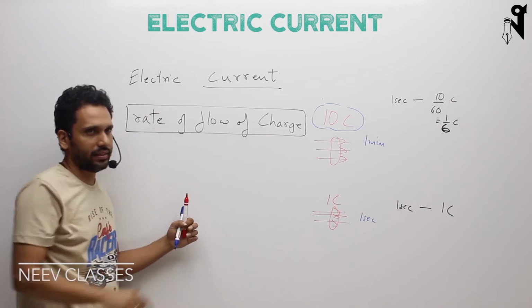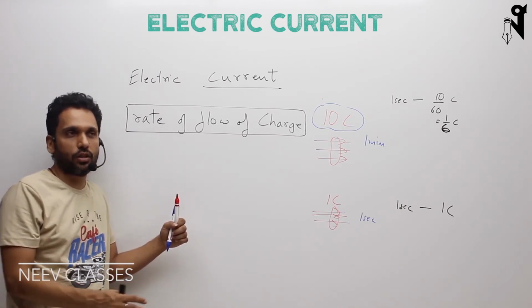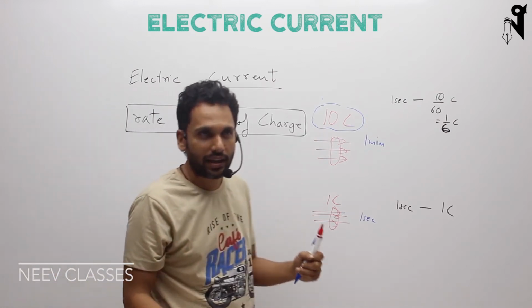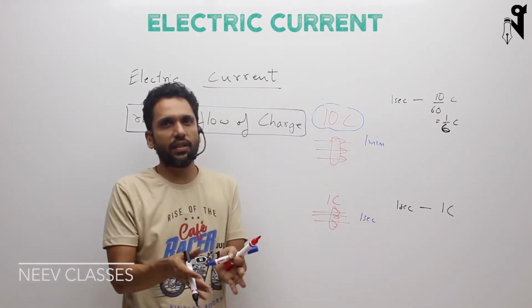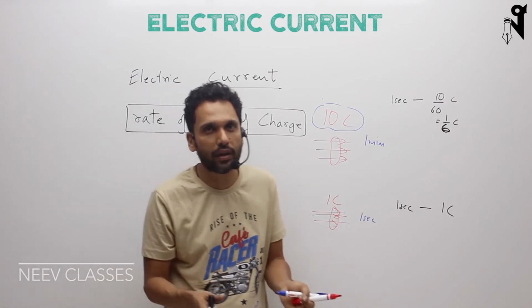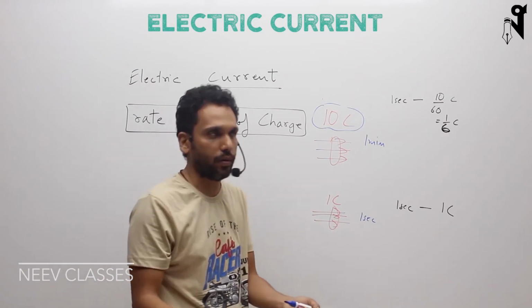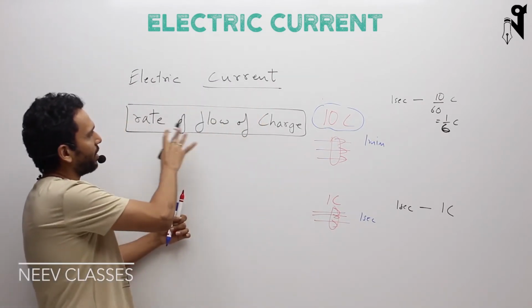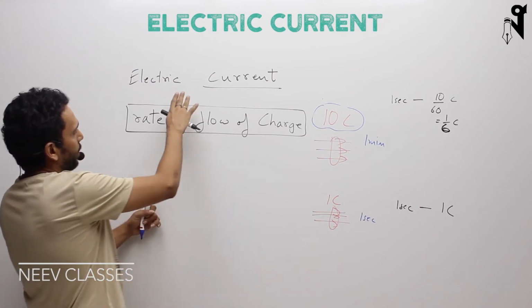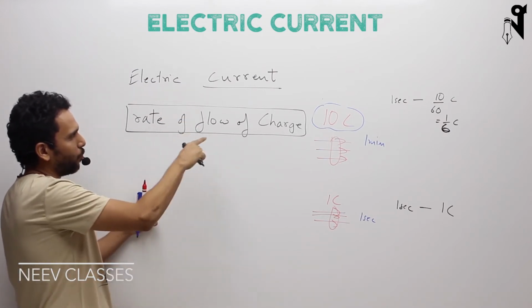What do you mean by rate? What is the rate of distance covered? That's speed. Rate means per unit time. Rate of water flowing would be something like liters per second, liters per minute, liters per hour. Rate means per unit time. Rate of work done per day, per year, or whatever. So rate means per unit time. So your electric current is defined as rate of flow of charge.